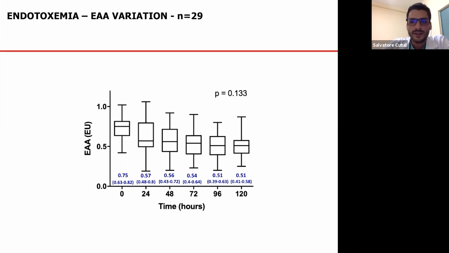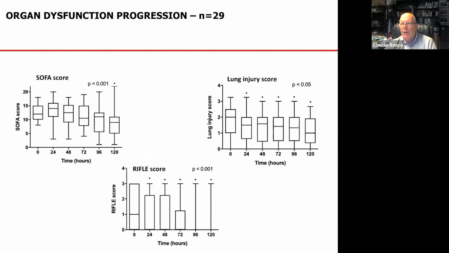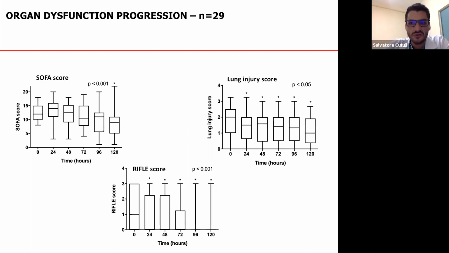So even if statistics didn't help us to show a trend, at least we have a visual impact. And then we also have the improvement of organ dysfunction, which was measured by the SOFA score, the lung injury, and the RIFLE score. So we had an improvement in SOFA score, basically an improvement in organ function, and specifically in the function of the lung, the cardiovascular system, and the kidney.